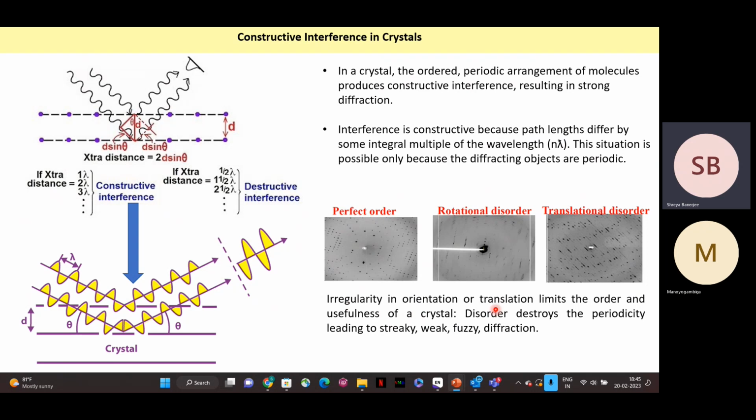So this irregularity caused by the rotational or translational disorder limits the usefulness of a crystal, because the disorder destroys the periodicity and you get diffraction patterns like this, which are weak and blurry, and they are not of much use. So the more perfect your crystal is, the better diffraction pattern you will get.